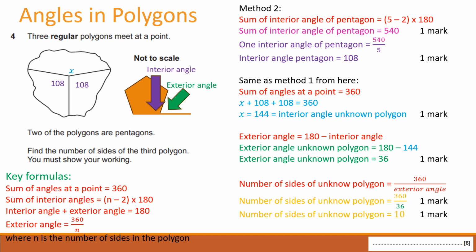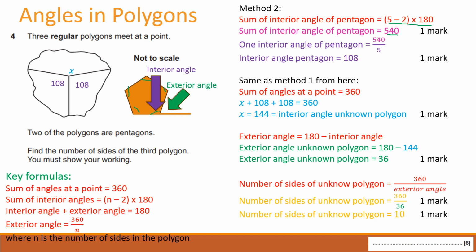So if you type in 5 take away 2 times 180 on your calculator up here at the top, that gives me 540, which is the sum of the interior angles of the pentagon. So all of the 5 angles added together of this pentagon, so I can mark them off again. So 1, 2, 3, 4, 5.